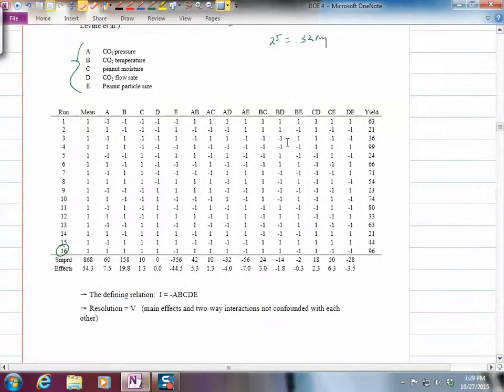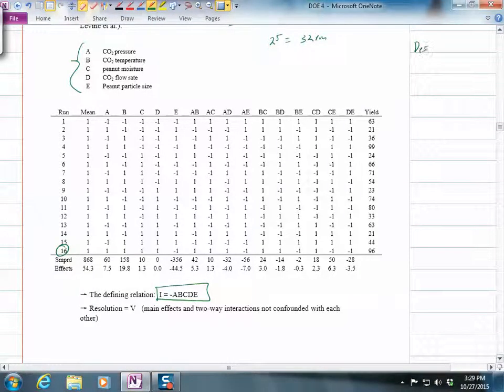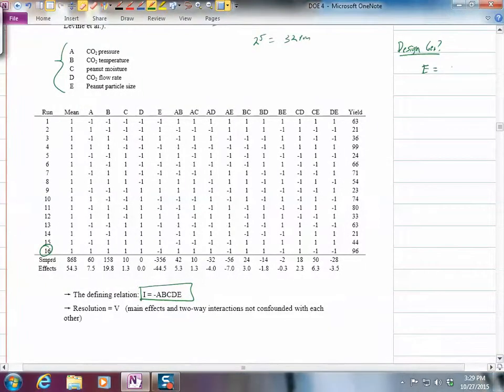And now let's look at, it tells you the defining relation. What was the design generator that they used? What you got? E equals A, B, C, D. And then there's this negative sign that we probably need to talk about. But that's the design generator, right?